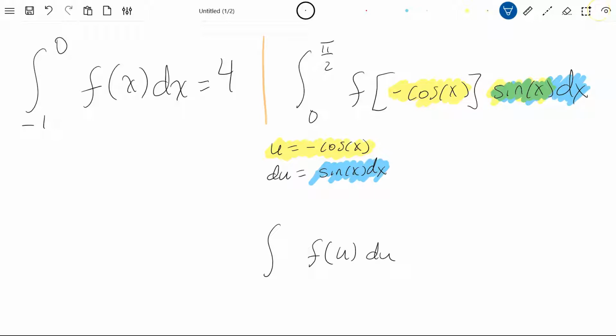But there's one more thing to be done, which is this one. Notice that the lower limit of integration is 0 on the right side, and the upper limit of integration is pi over 2. On the left side, we are told limits that go like -1 to 0. The question is, can the limits on the right side, pi over 2 and 0, be transformed into the limits on the left side, -1 and 0, so they match? And we can do that simply by making use of our u equals negative cosine x.